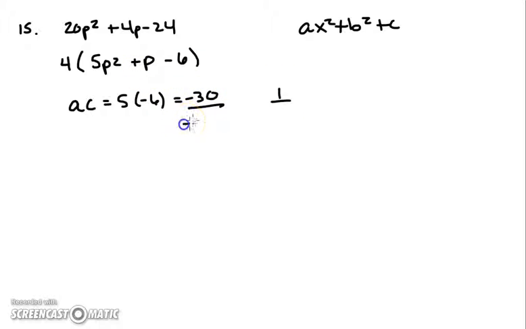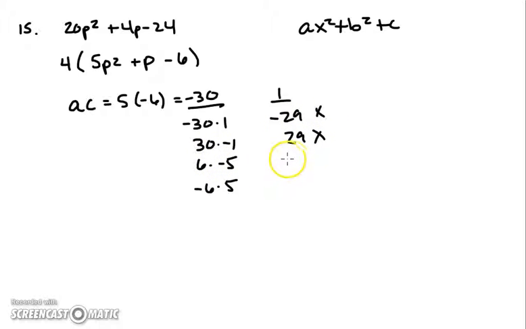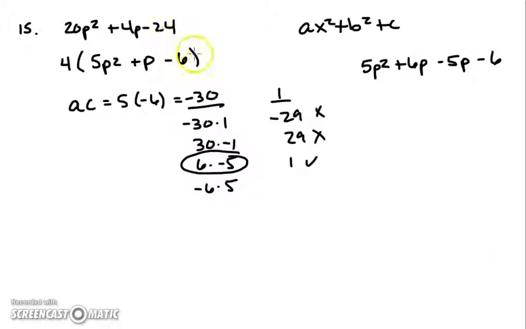So factors of negative 30, we can say negative 30 times 1, 30 times negative 1, 6 times negative 5, negative 6 times 5. And we can check those real quick, see if we're going to add up to 1. Negative 30 and 1 is going to be negative 29. We don't want that. 30 and negative 1 is going to give us positive 29. We don't want that. 6 and negative 5 is going to give us 1. That's what we want. So we want to rewrite p as 6p and negative 5p. So we can say 5p squared plus 6p minus 5p, I'm sorry, minus 6. Right? We have minus 6 right there.